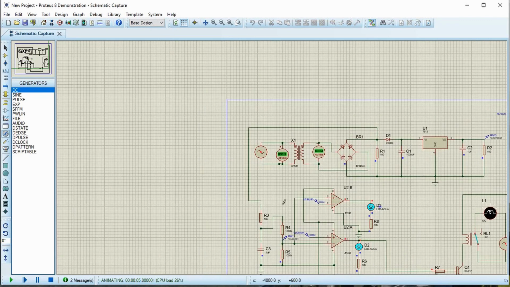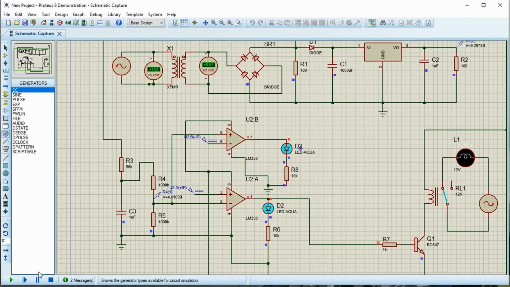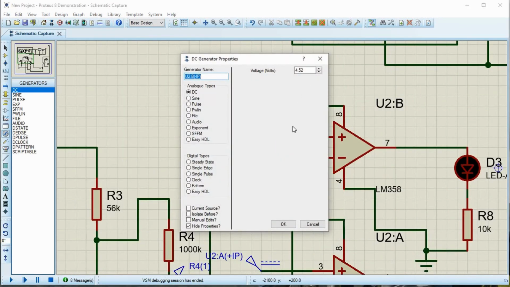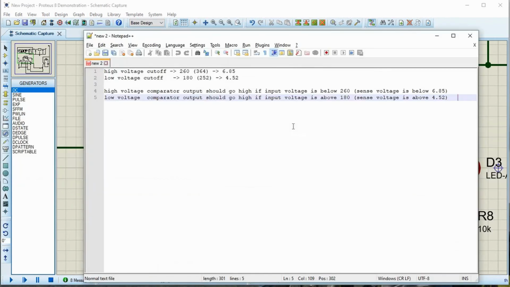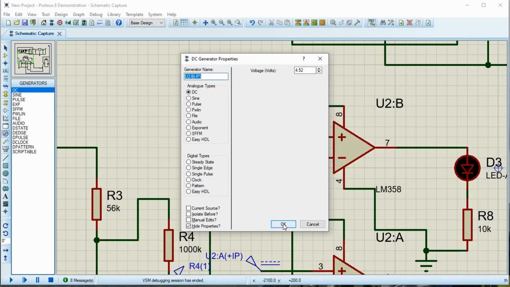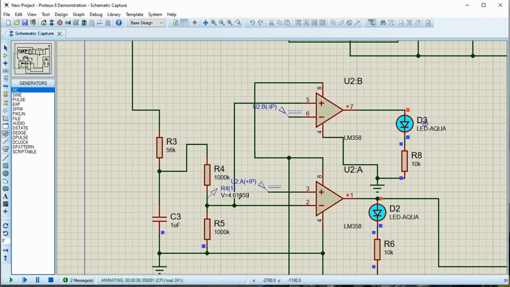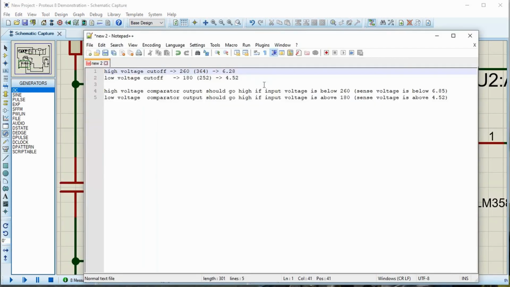The lower one is still not on, so let me check what is happening. You see, I have set this to 4.52. No, this is coming at 4.6. So let us recalculate what this reference voltage is once again. That has changed because of adding this op amp. It should not have changed. Not sure why.